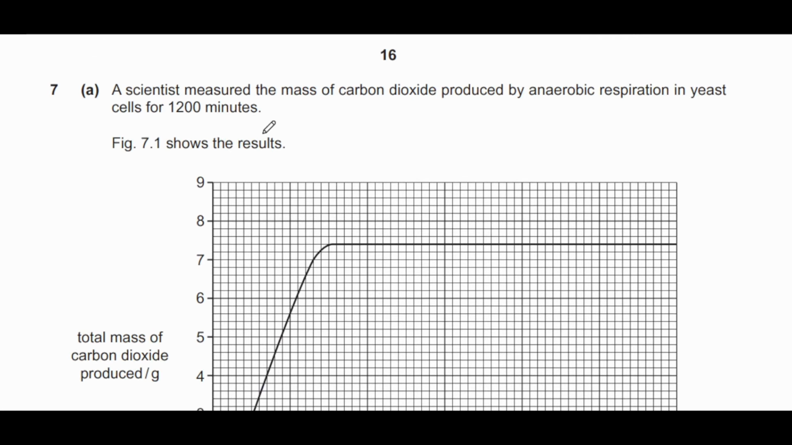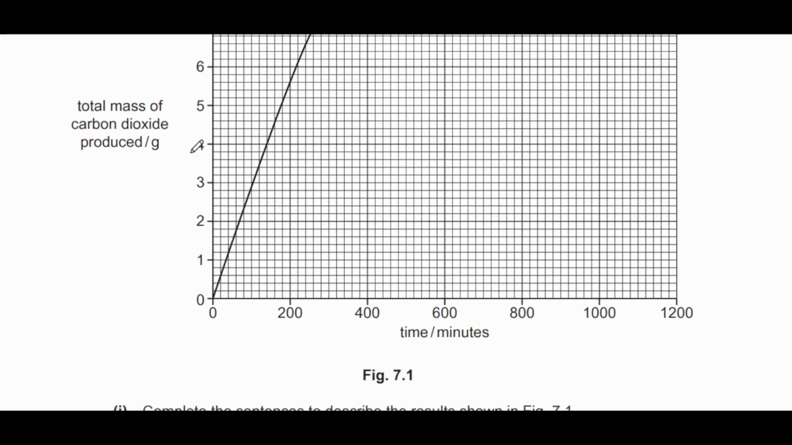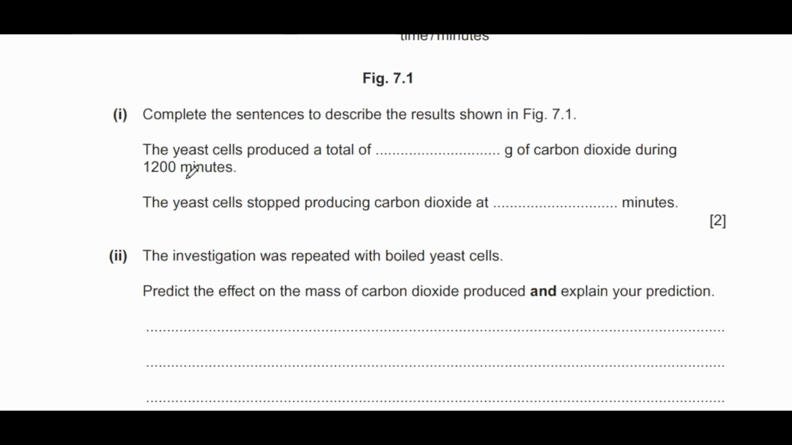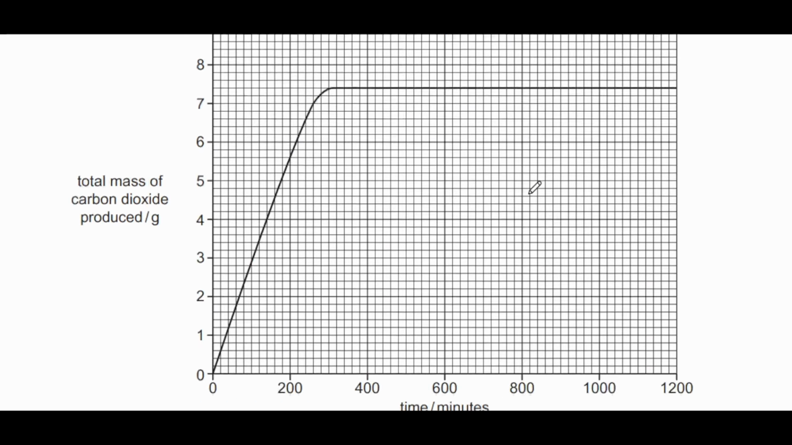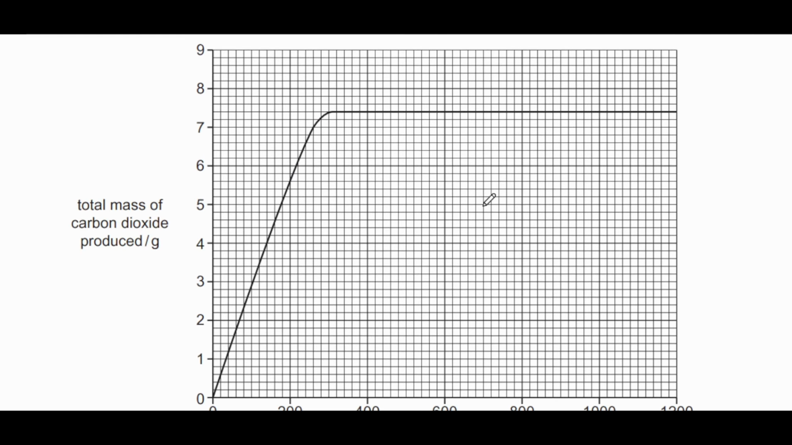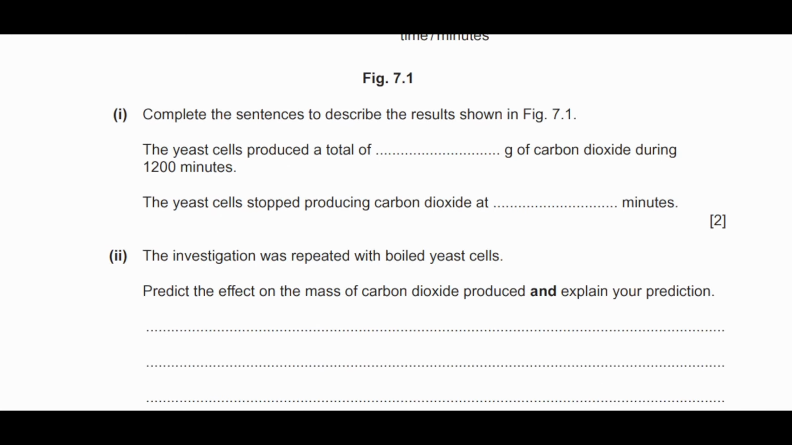A scientist measured the mass of carbon dioxide produced by anaerobic respiration in yeast cells for 1200 minutes. Okay, so this is a graph. Complete the sentences to describe the results shown in figure 7.1. The yeast cells produce a total of how many grams of carbon dioxide during 1200 minutes? So the total mass of carbon dioxide, the highest number, would be right here. What is this number? It will be 7.4. So they produce a total of 7.4 grams of carbon dioxide.